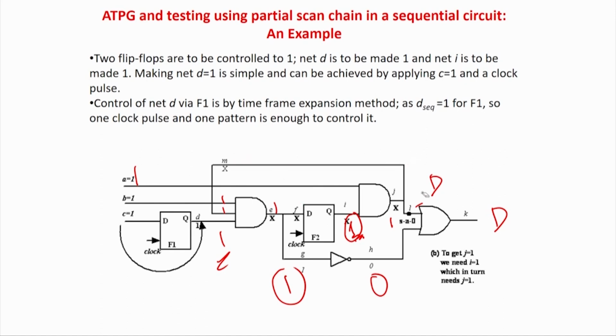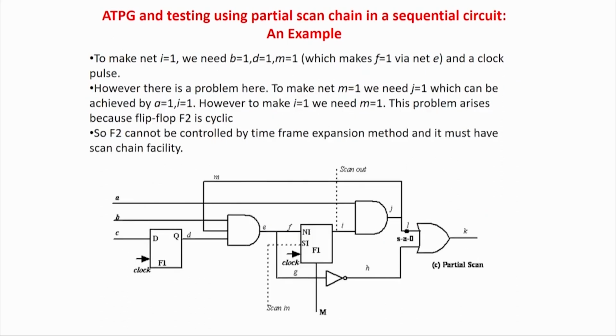So to avoid this loop, I will actually make this F2 a scan flip-flop, so that I can directly set it as a 1. Once I directly set it as a 1, and A is also 1, this is directly set as 1, so your output is going to be a 1. In this case it is 1, 1, and this has to be a 1. So you will also get a 1, and this 0 can be obtained. So I will make F2 a scan flop, and I will not make this a scan flop.